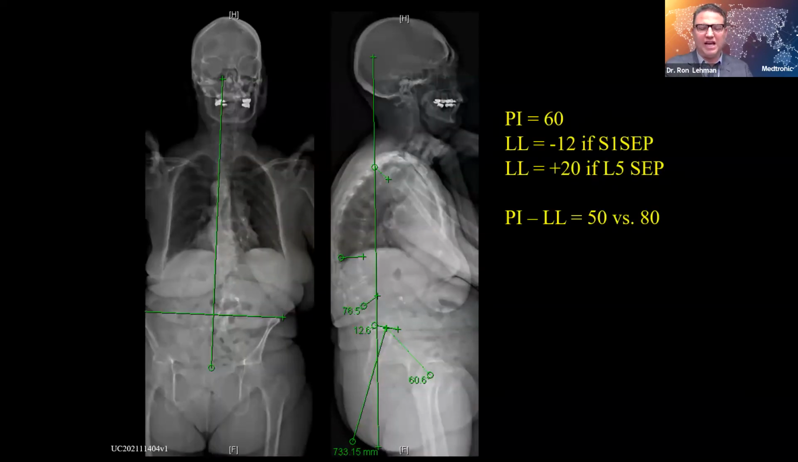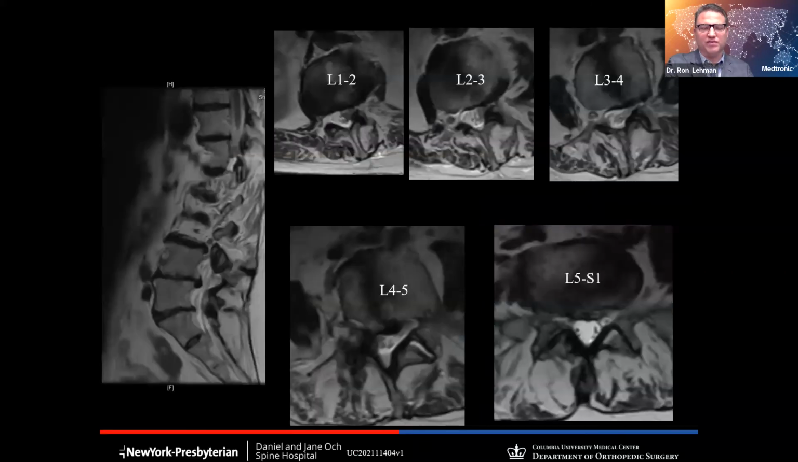But then we have issues like this: where do we measure her balance from? Is it really from S1 or is it from L5 in patients with Bertolotti's, or sacralization or lumbarization of the bottom segment? This patient either has a PI-LL mismatch of 50 or 80, depending on how we measure it. And I think this speaks to how the numbers don't always add up. So we have to look at this more in terms maybe of the Roussouly classification, and say, well, this is a little bit higher up. This is a 5 or 6. It's a lot more S-shaped curve, and maybe we have to do something a little bit different comparatively.